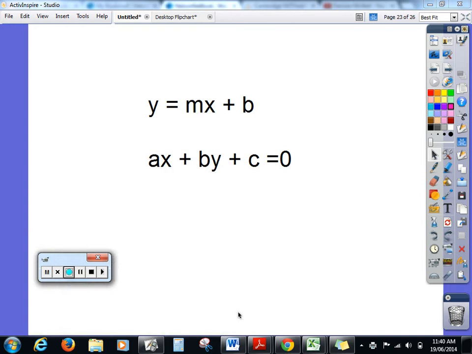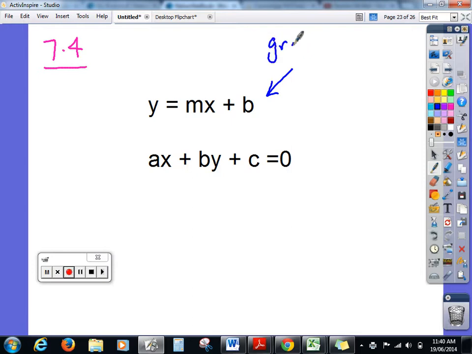Okay, we now look at 7.4, and this work is looking at the two major forms that lines can be placed into. The first one being y equals mx plus b form, also known as gradient-intercept form.